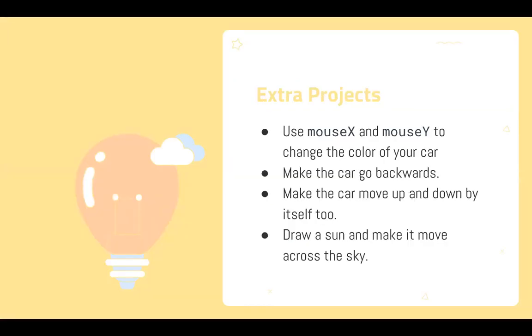So now here's some extra projects. Maybe you want to combine your knowledge of mouse X and mouse Y to change the color of your car. And I already mentioned this. You can make your car go backwards. You can make your car move up and down by itself too. Here's another cool one. This one is super cool. You can draw a sun and make it move across the sky. That would be insane. And maybe even have the sun change color. So here are just some extra projects.